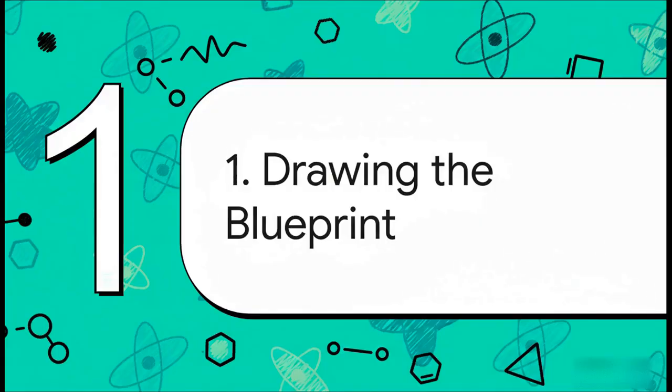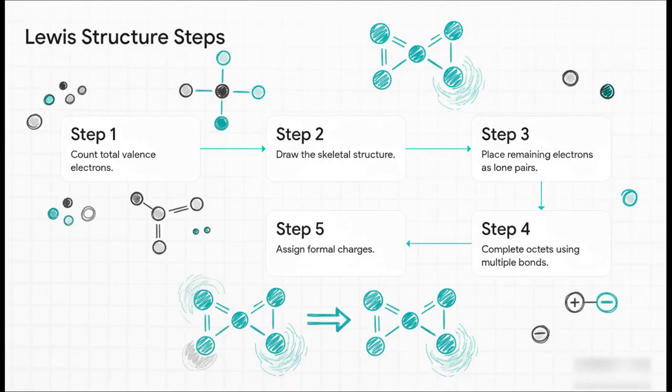Okay, so to even understand the puzzle, we gotta get the basics down cold. And that means mastering the molecular blueprint itself. The Lewis structure. This is really the language we speak when we talk about molecules on paper. And here's the roadmap we're gonna follow, our 5-step guide.